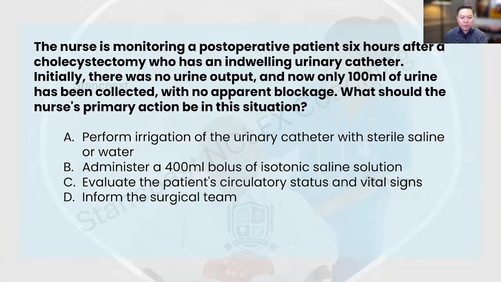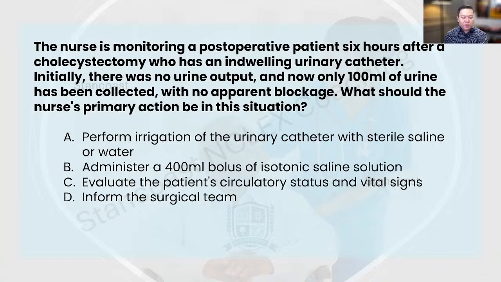The nurse is monitoring a post-op patient 6 hours after a cholecystectomy who has an indwelling urinary catheter. So let me go back here. The nurse is monitoring a post-op patient 6 hours after a cholecystectomy who has an indwelling catheter. And initially there was no urine output, and now only 100 mLs of urine has been collected with no apparent blockage. What should the nurse's primary action be in this situation?